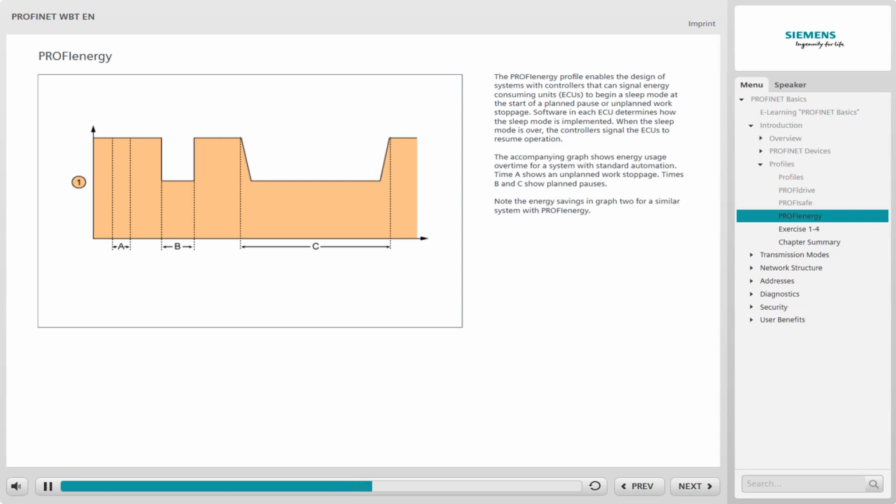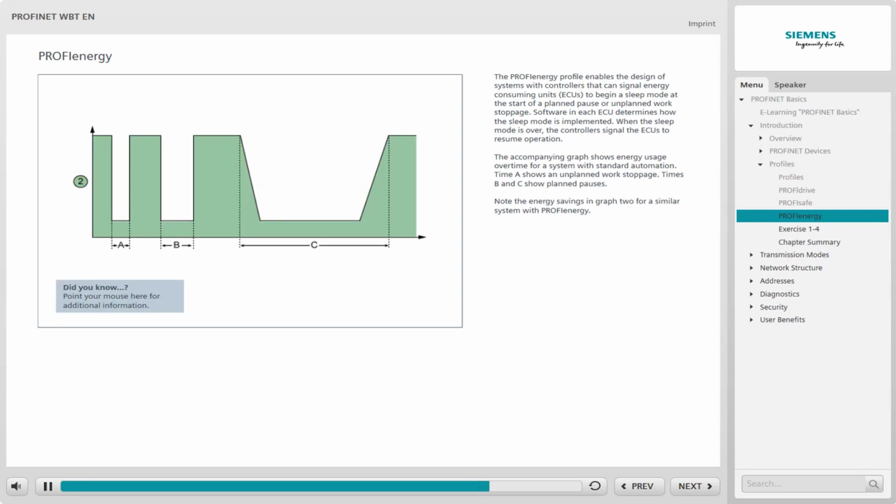For example, the accompanying graph shows energy usage over time for a system with standard automation. Time A is representative of an unplanned work stoppage that could occur due to any number of production line issues. Times B and C are representative of planned pauses such as a lunch break or end of shift. Next, note the energy savings in graph 2 for a similar system that adheres to the ProfiEnergy profile. While these graphics are only intended to symbolically explain the benefits of the ProfiEnergy profile, the actual cost benefits are real and documented.